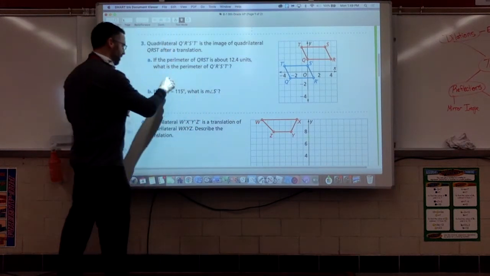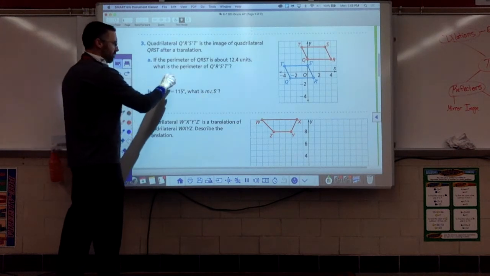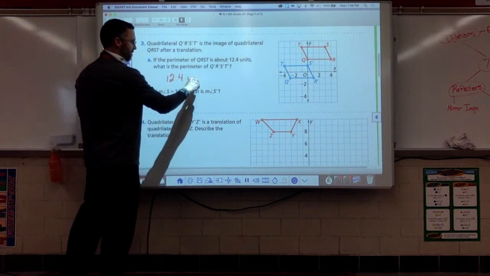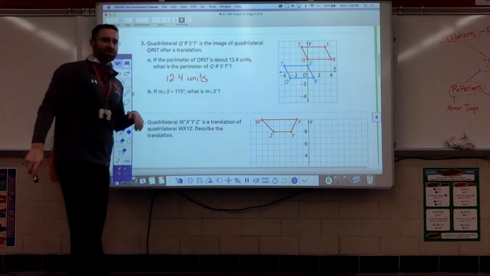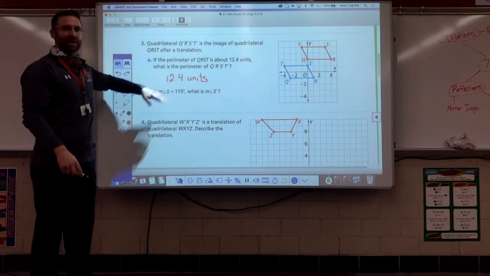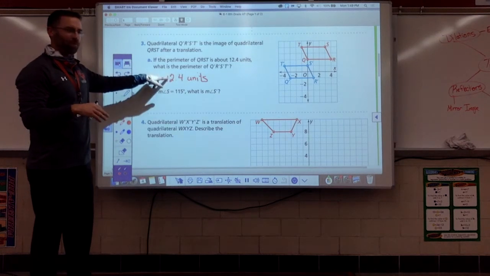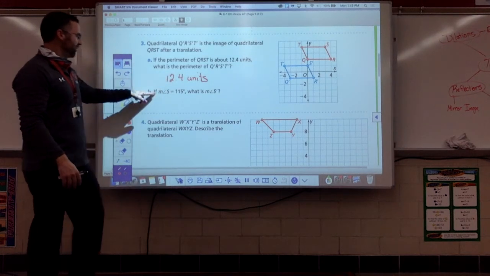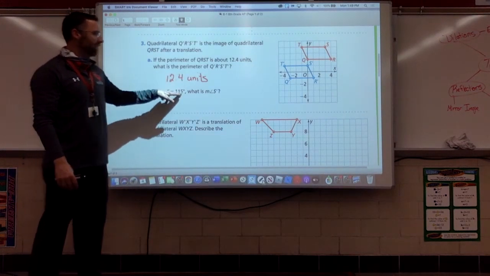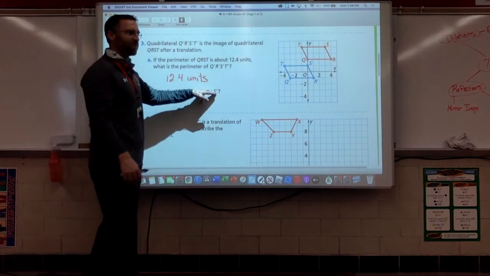You got it. 12.4 units. It almost seems too good to be true. Perimeter is one of those properties that's not going to change. Size doesn't change, so the perimeter is not going to change. Now, it says if the measure of angle S is 115 degrees, what's the measure of the image of S?